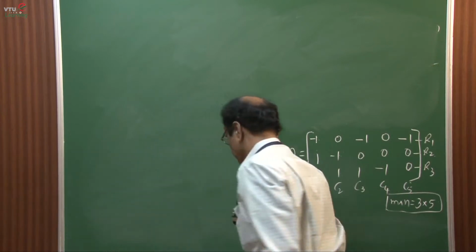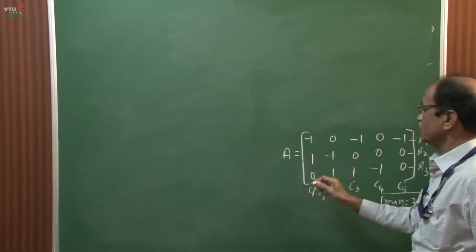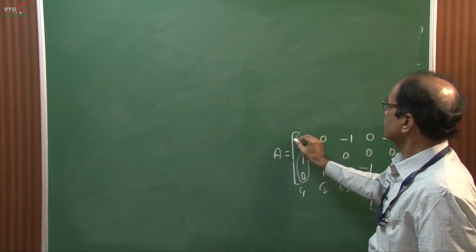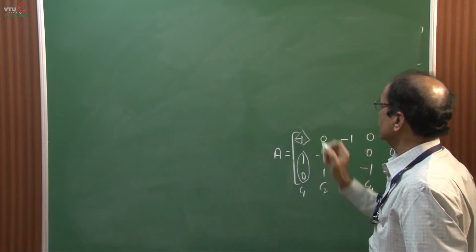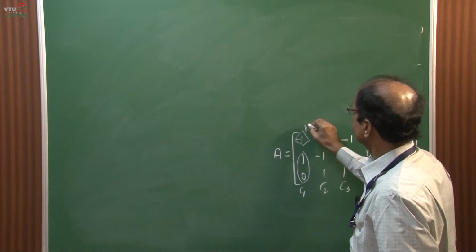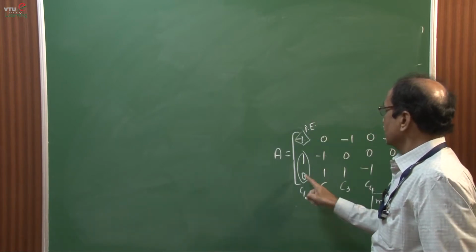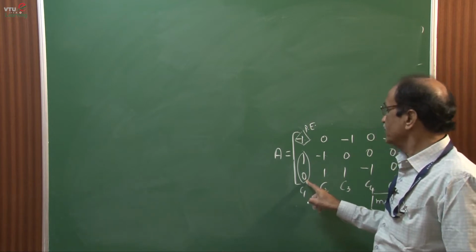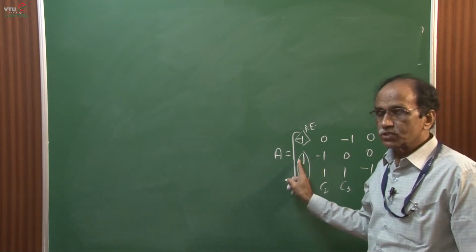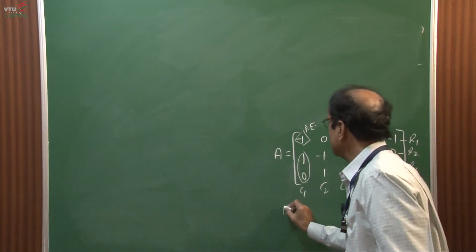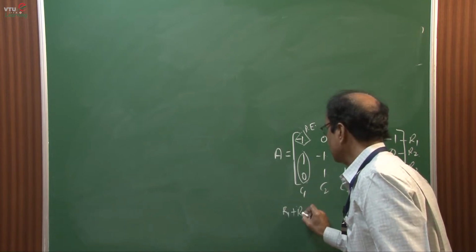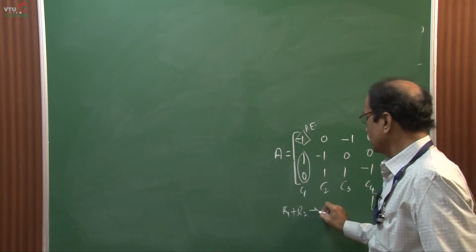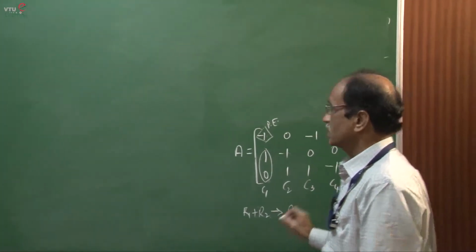So what is the row operation now? For the first one, these two elements are to be taken as 0. This is called pivotal element, PE. Already an advantage is there. Last row first element is 0 and second row is only 1. Then you have to write R1 plus R2, because this is already minus 1. R1 plus R2 is affecting on R2.